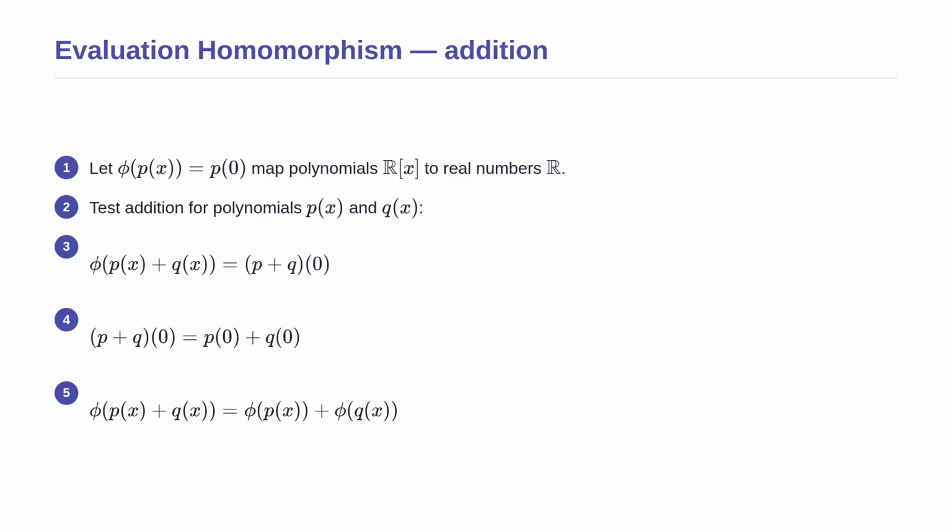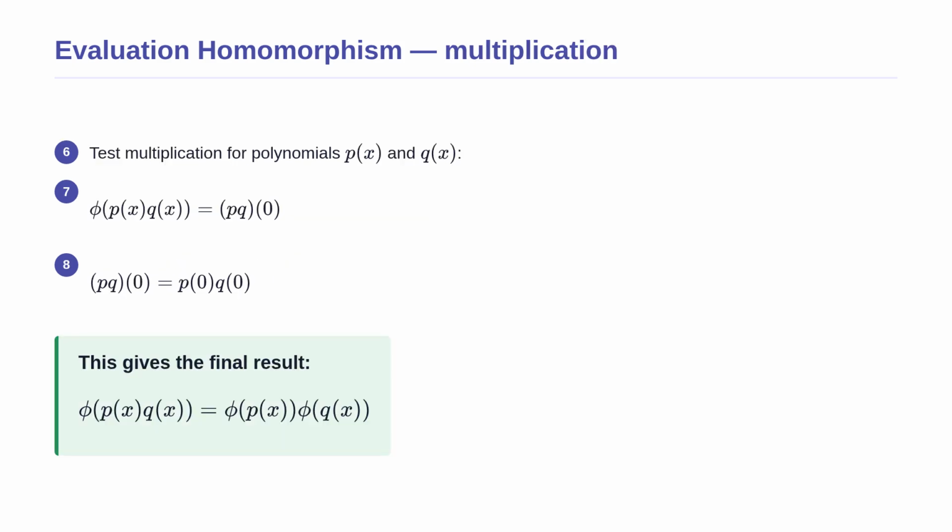We define a new polynomial that is the sum of p of x and q of x and plug in 0. By the standard definition of polynomial addition, evaluating a combined sum at a specific point is exactly the same as evaluating each polynomial individually and adding the results. Replacing the evaluations with our function notation, we see addition is preserved. Half of our proof is complete, so now we must check the multiplication condition.